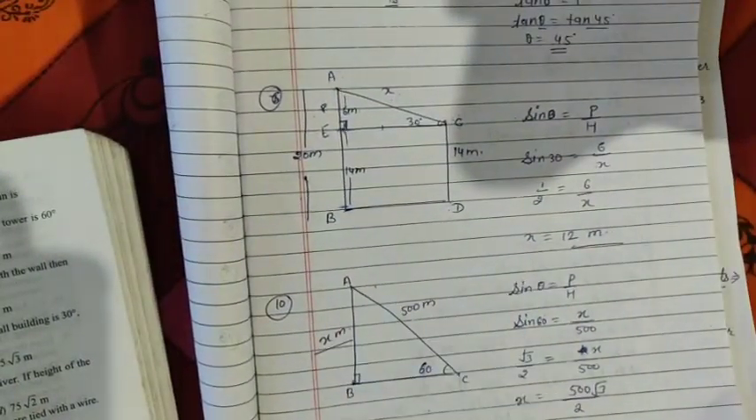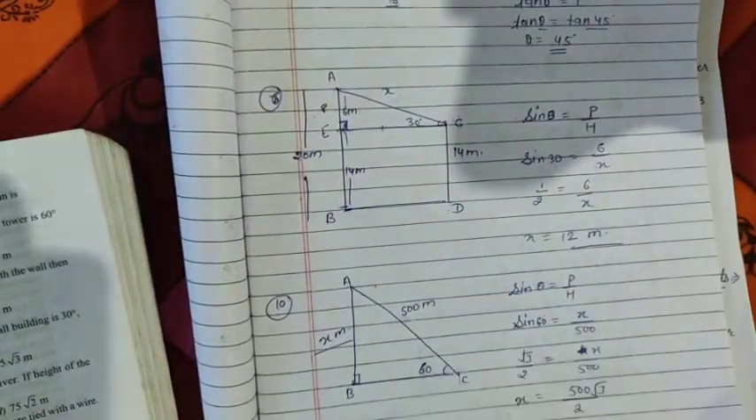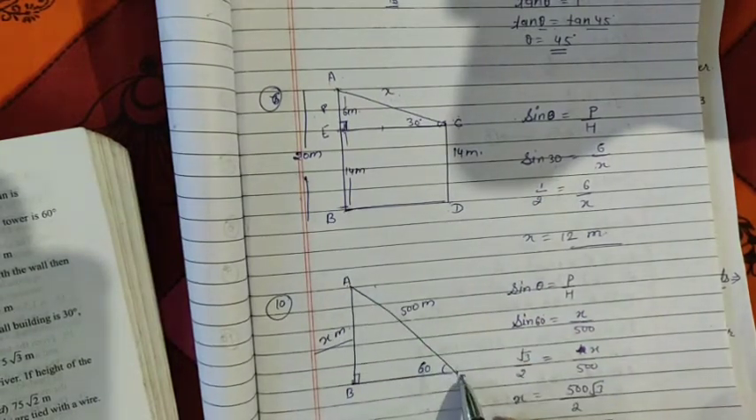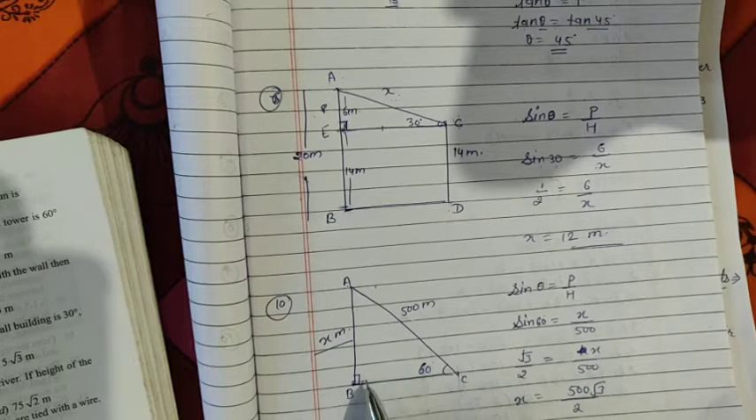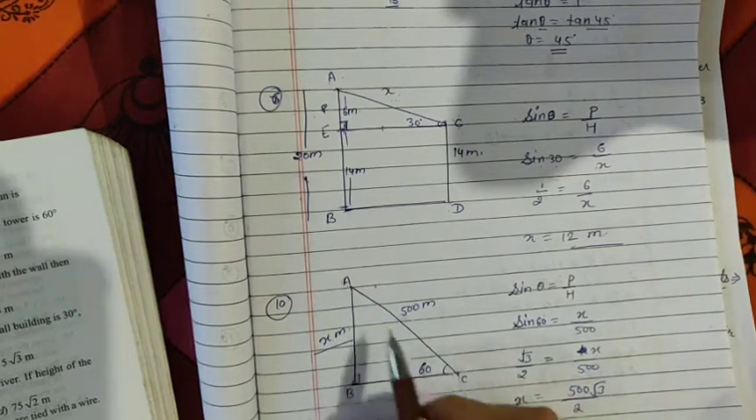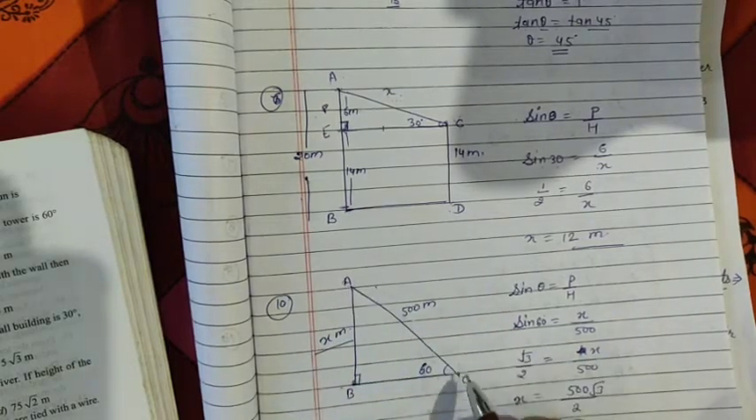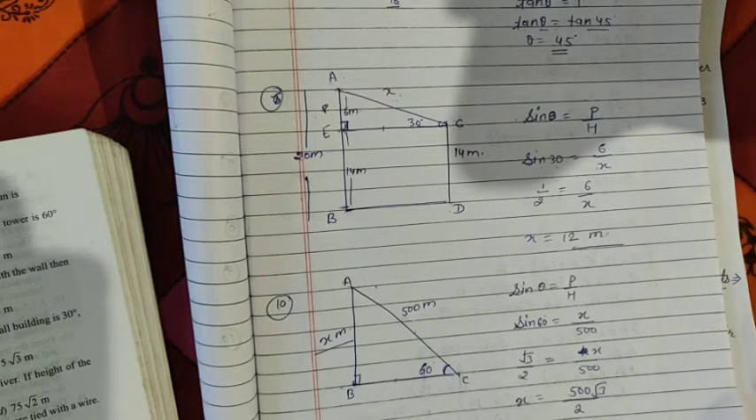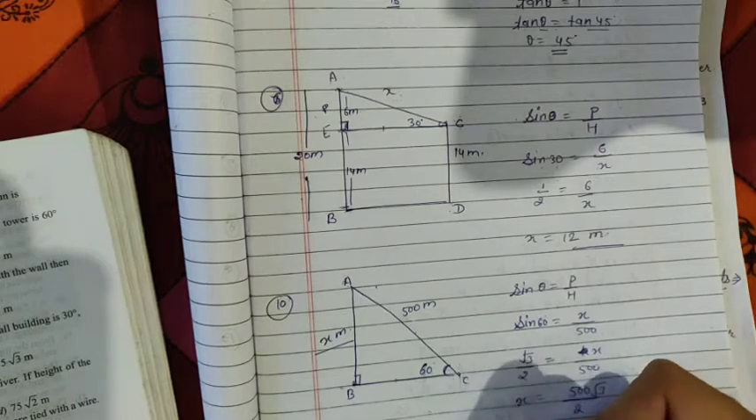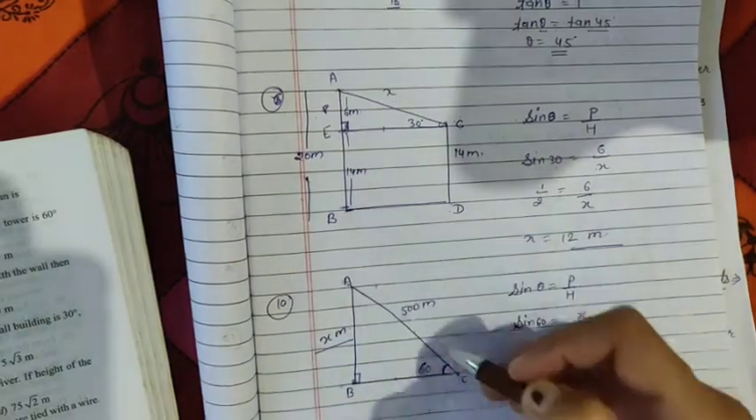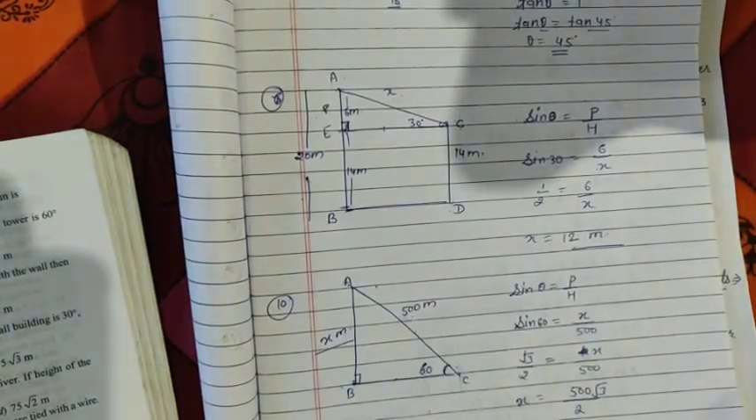AB is a hill and this is the slope of this hill. The slope of the hill makes a 60 degree angle with the horizontal line. This line is the horizontal line and this is the slope, and the angle between the horizontal line and the slope is 60 degrees. If one has to move 500 meter to reach the top, this distance is given as 500 meter.